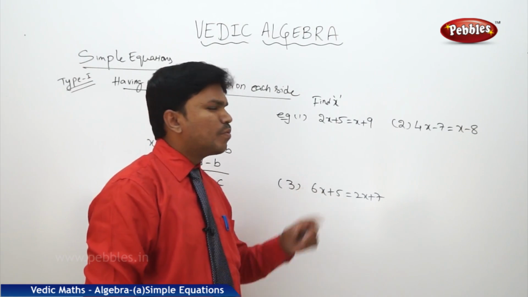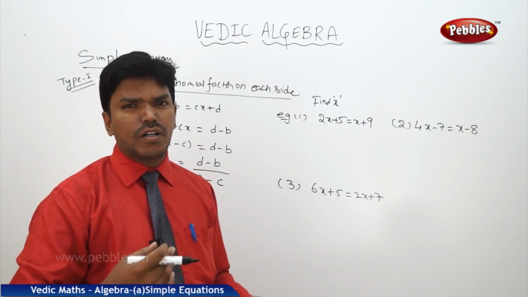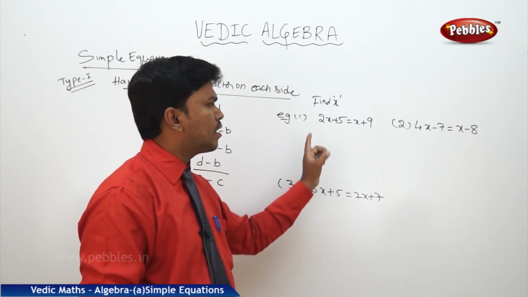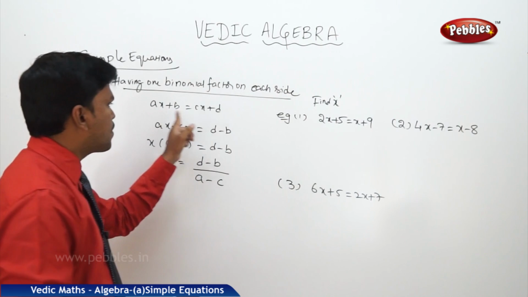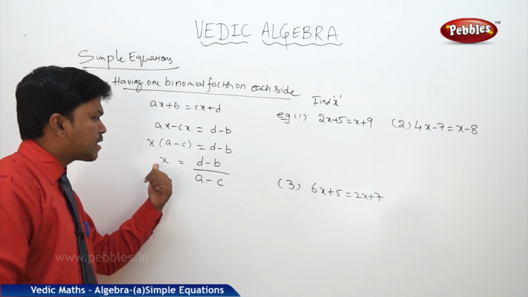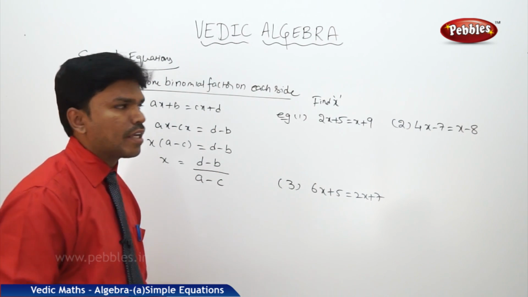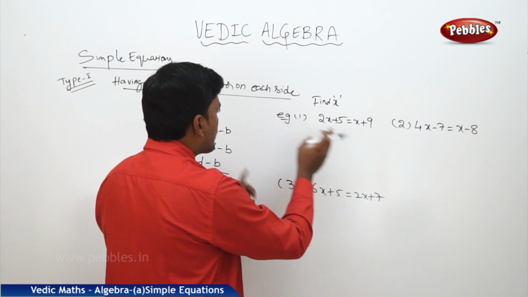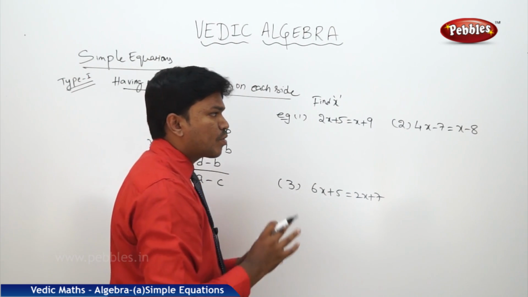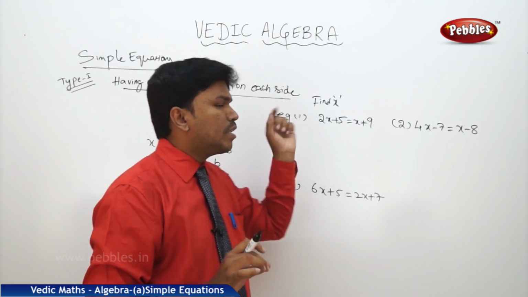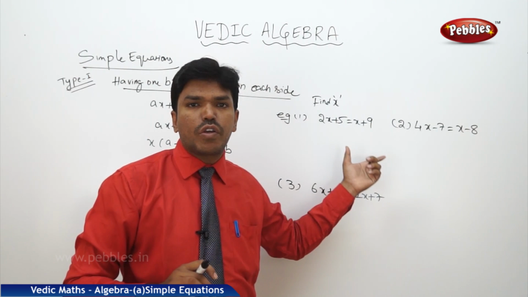So again we have to go for all the simplification? No need. Why? Because it is very clear that this equation is of the form ax plus b equal to cx plus d. We already derived the solution for that: x equal to (d minus b) by (a minus c). So it is clear that 2x plus 5 equal to x plus 9 is of the form ax plus b equal to cx plus d. What is the first step in solving this? Just compare the given equation with the form of ax plus b equal to cx plus d.